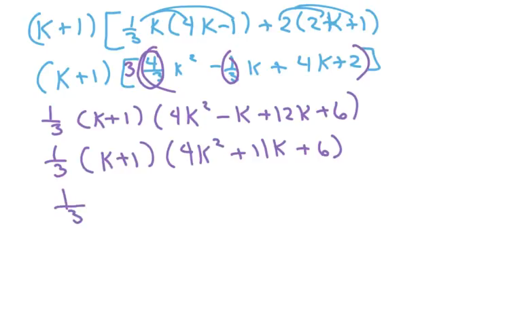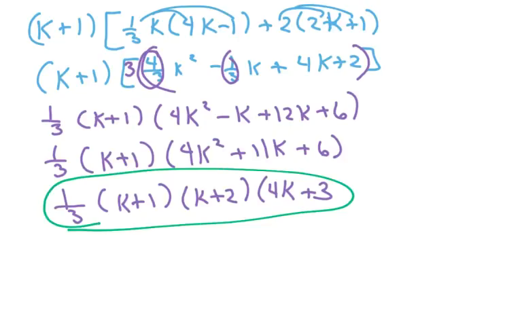And then when you factor this, you get 1/3 k plus 1 times k plus 2 times 4k plus 3, which is what we wanted it to look like. So we have proven that which had to be proven, and condition 1 and condition 2 have been satisfied. Therefore, the statement is true for all natural numbers n.